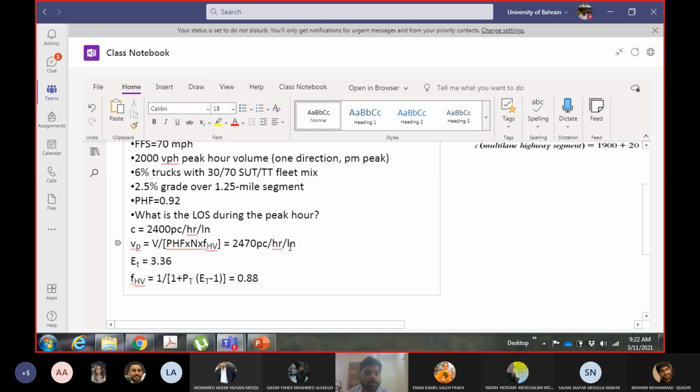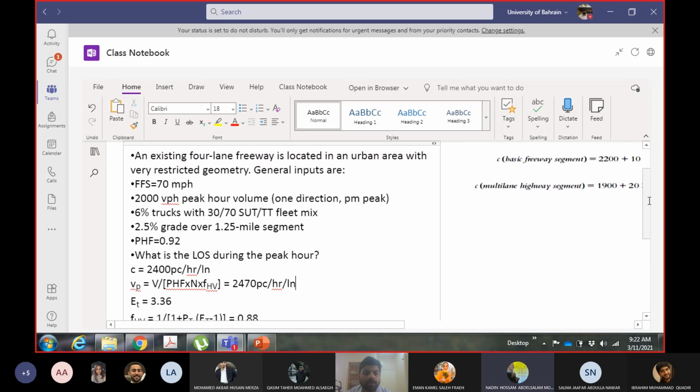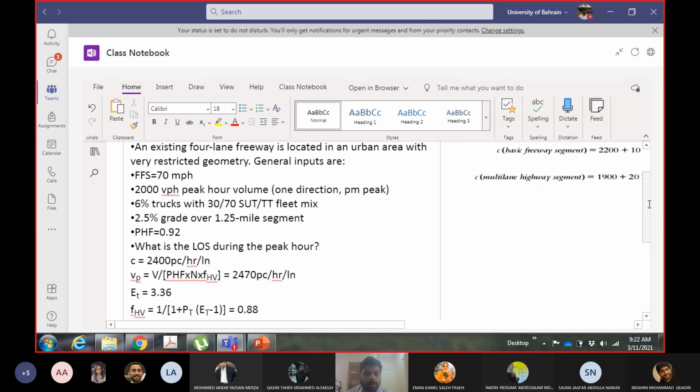2470, right? I think, what is the number of lanes again? Number of lanes in one direction. It's a 4-lane freeway, so it will be 2, right? Yeah. So VP is 1,2,3,5. Okay.